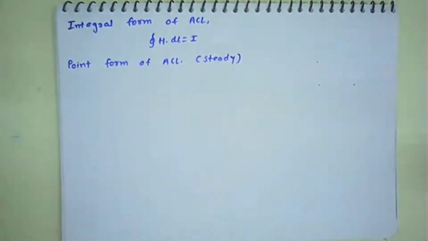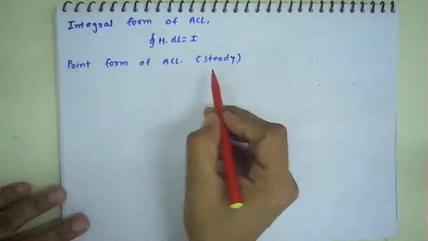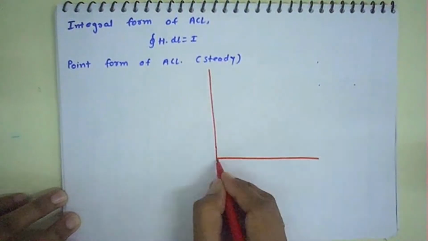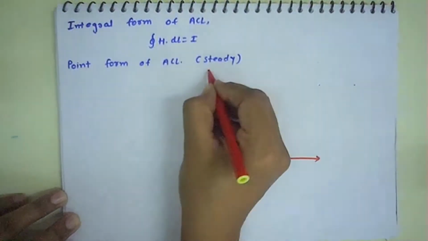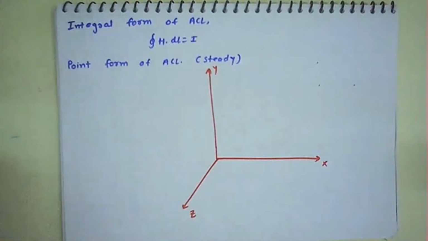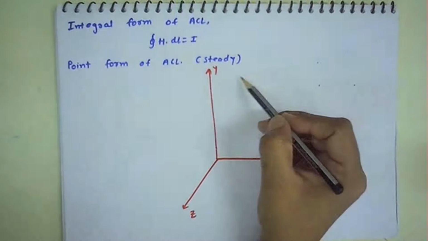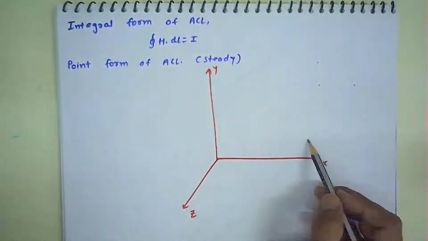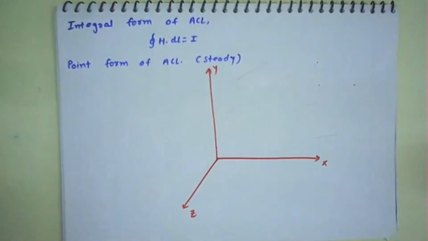Here again we are defining this point form of the Ampere circuital law for the steady condition. There is no time parameter. Now for this we are considering 3D. For simplicity, we consider the XYZ coordinate system. X, Y, and Z. Now, in this, consider a magnetic field is there. There is a certain field, and we want to find out the curl of that field.